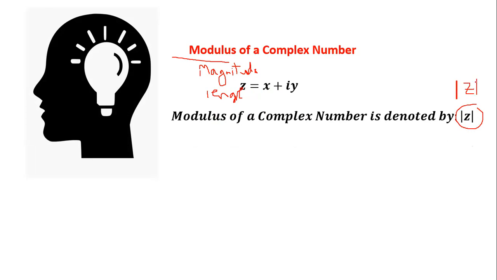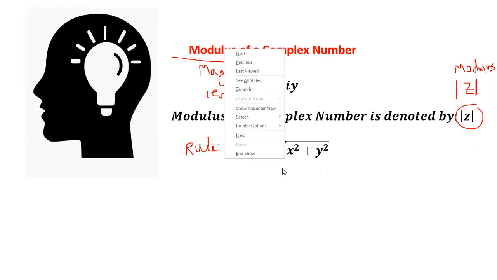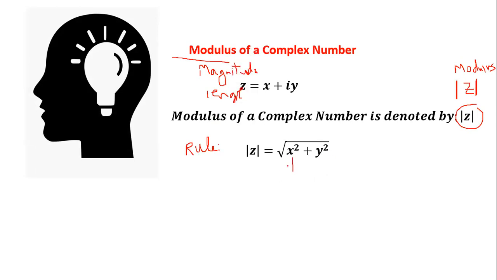So this means modulus of the complex number z. Since modulus is the same as magnitude, we have to calculate it. And here is the rule of the modulus of any complex number. It is radical x squared plus y squared, where x is the real part of the complex number and y is the imaginary part. So pay attention. It's the rule of the modulus of any complex number.